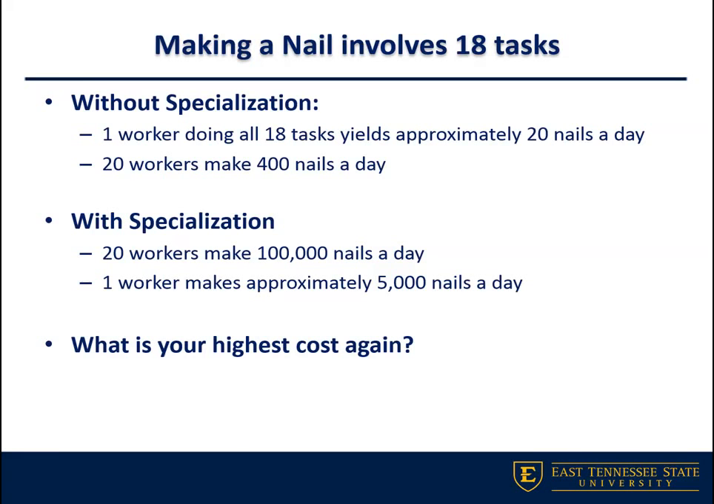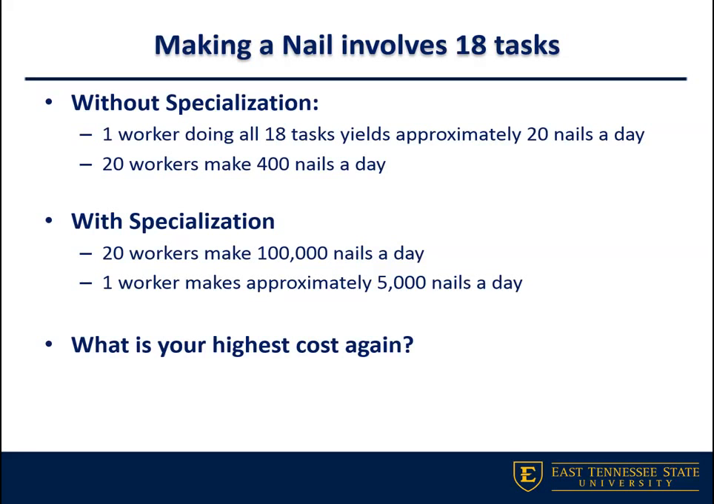Without specialization, when we're looking at how to make a nail, we had one worker who was not specialized but did all the tasks themselves, and they could make about 20 nails a day. So if you employed 20 workers, we're getting about 400 nails a day. When we move to specialization, we break this process down and have one person working on one piece of the process. Before, we had 20 workers making 400 nails a day. Now we have 20 workers making 100,000 nails a day, with about one worker making about 5,000.